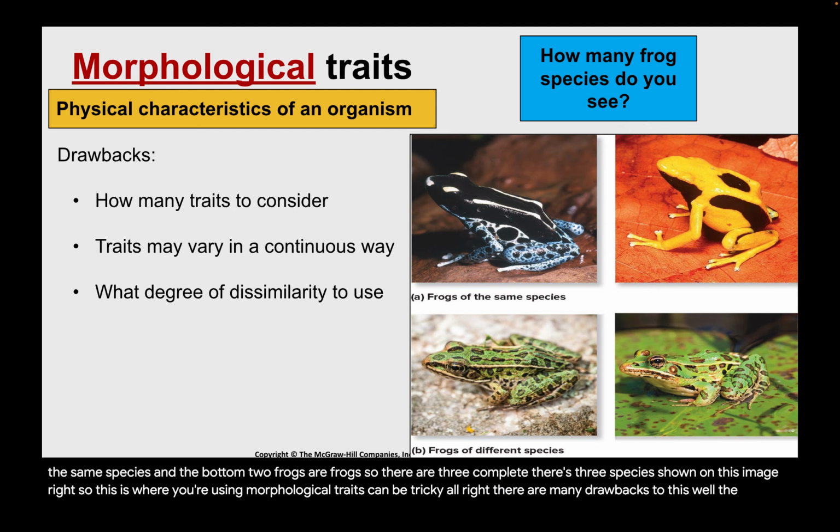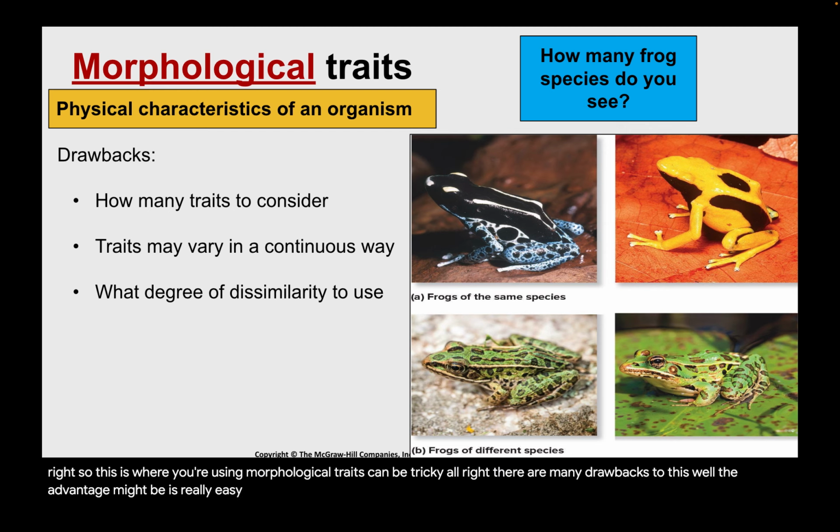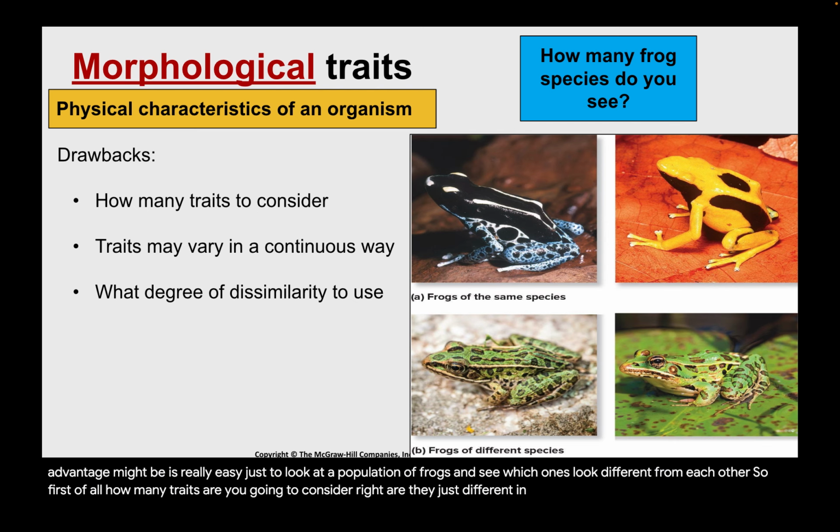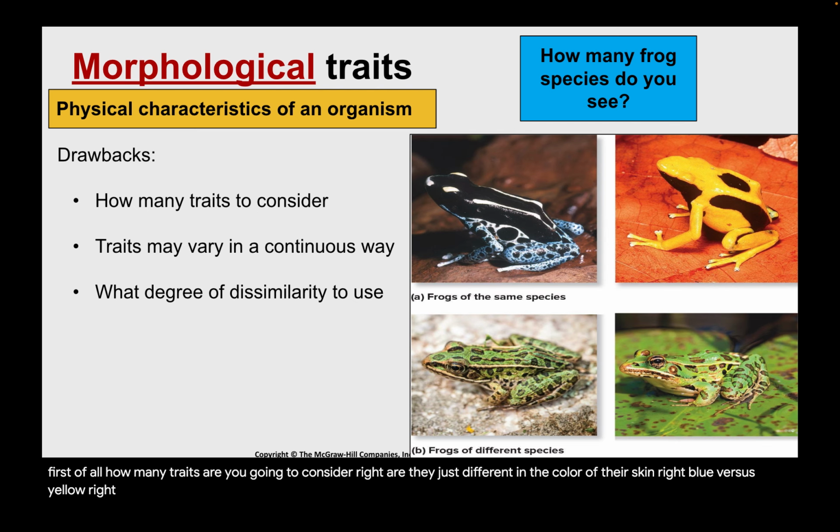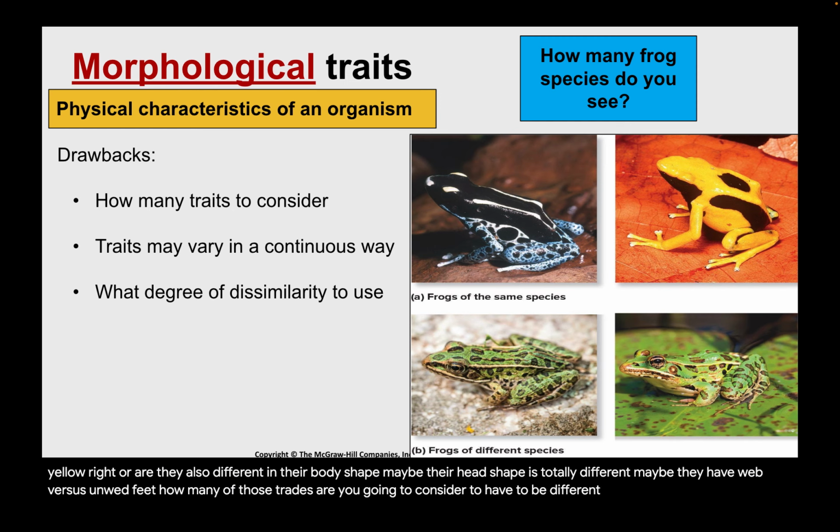While the advantage might be it is really easy just to look at a population of frogs and see which ones look different from each other, right? There are these drawbacks. So first of all, how many traits are you going to consider, right? Are they just different in the color of their skin, right? Blue versus yellow, right? Or are they also different in their body shape? Maybe their head shape is totally different. Maybe they have webbed versus unwebbed feet, right? How many of those traits are you going to consider that have to be different for it to be a different species?